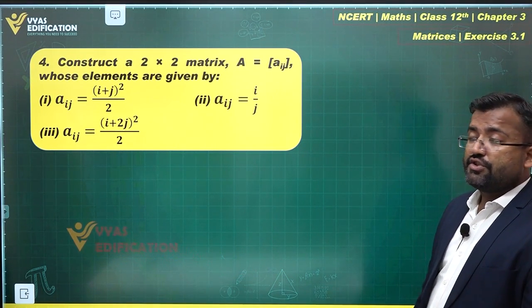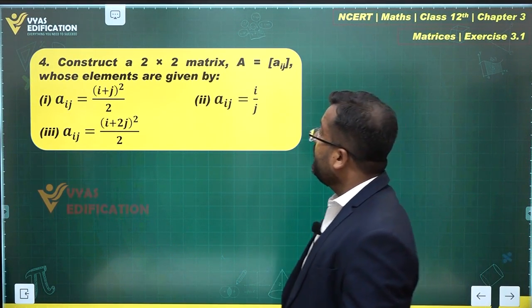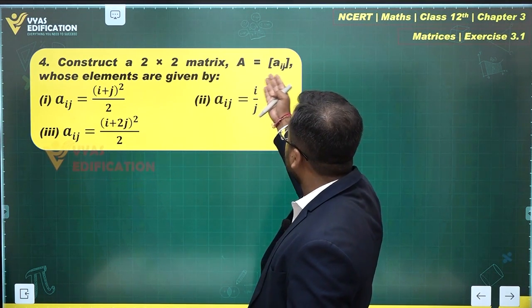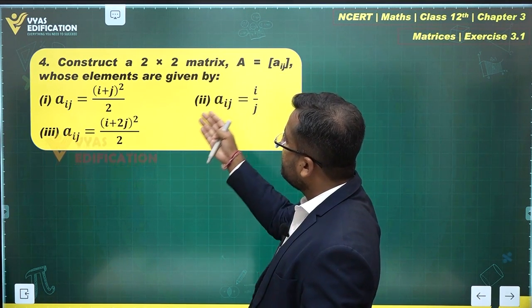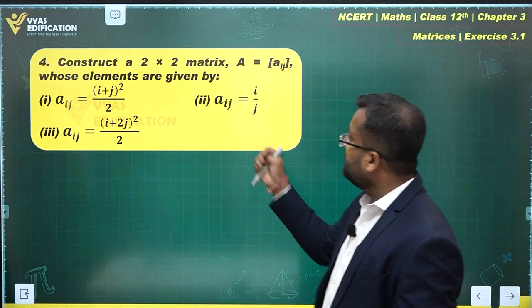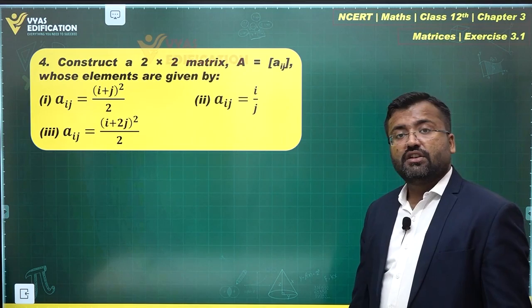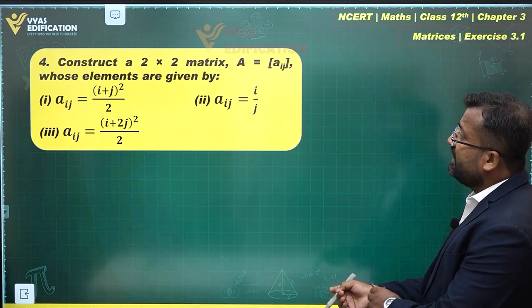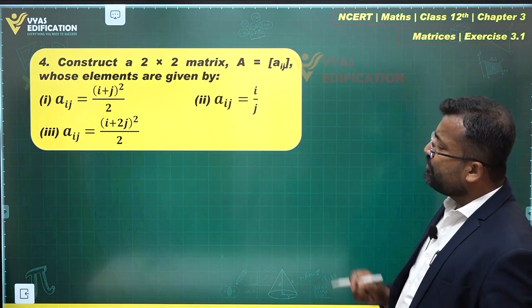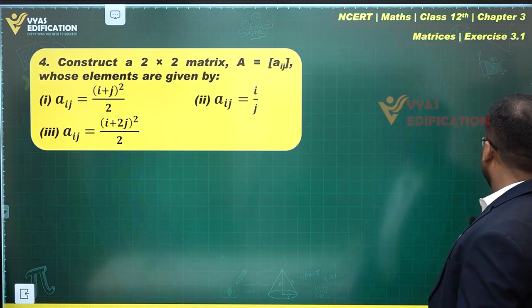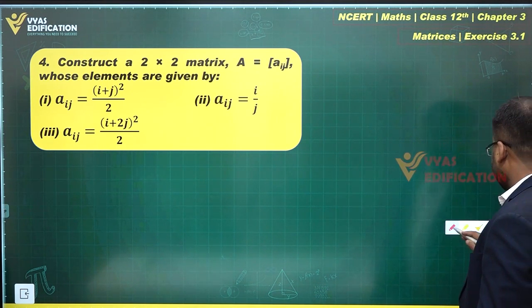Let's take a look at this question. Construct a 2 by 2 matrix A equals Aij whose elements are given by this, this or this. There are 3 possibilities, 3 parts of this question. So let's solve each of them one by one. But first, what do you mean by a 2 by 2 matrix and this symbol? Let's take a look at this.